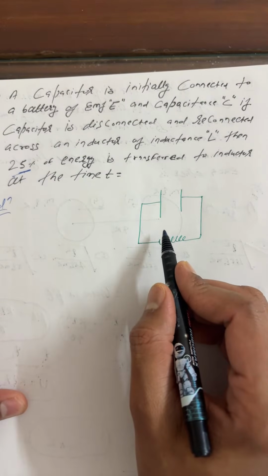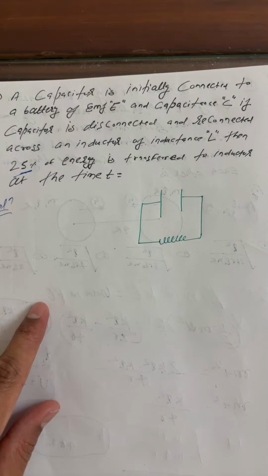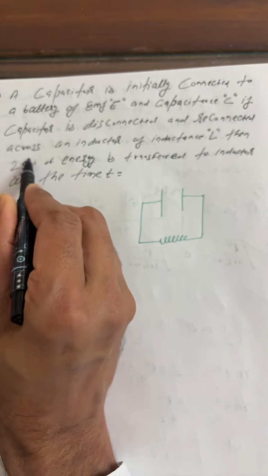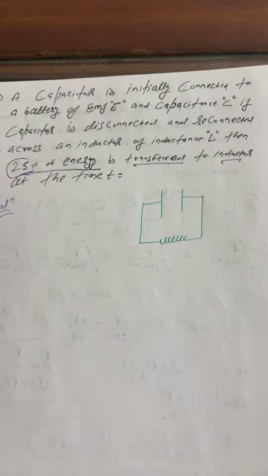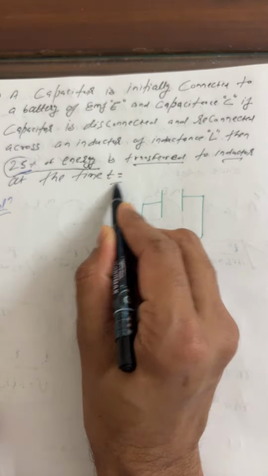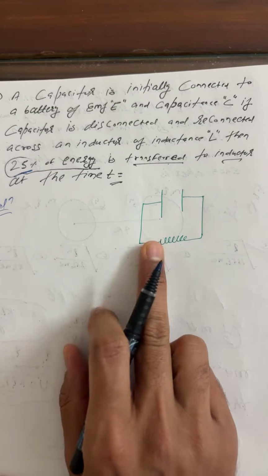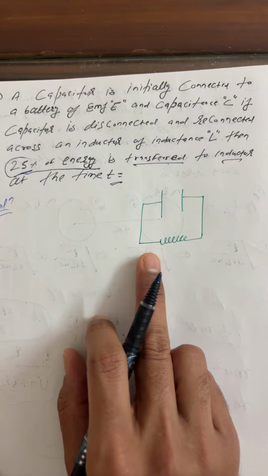Now, what is the major point for this question? It is mentioned that 25% of the energy is transferred to the inductor at a time t. So we wish to find the value of time only. This is 12th class, in JEE this year.